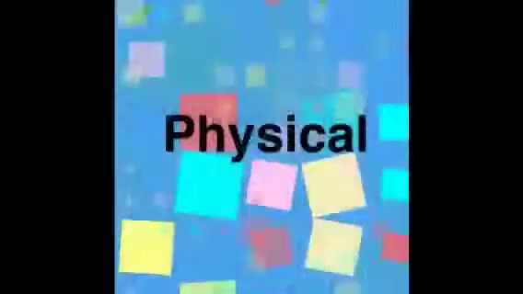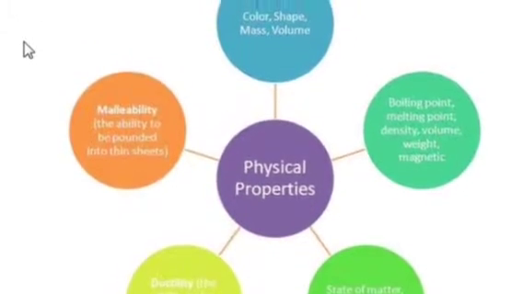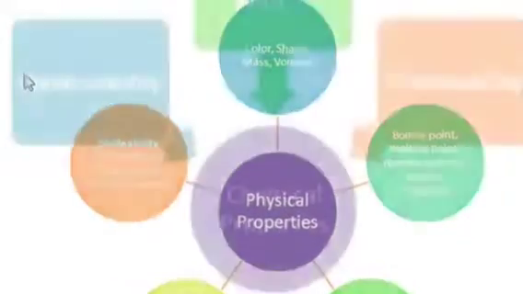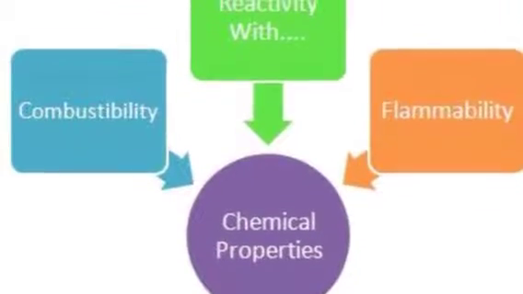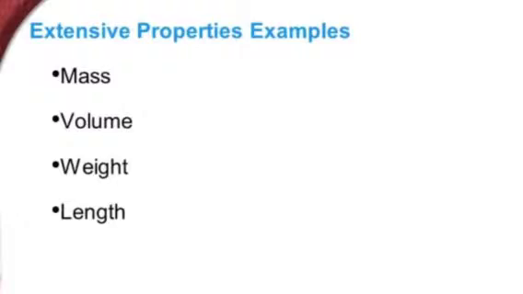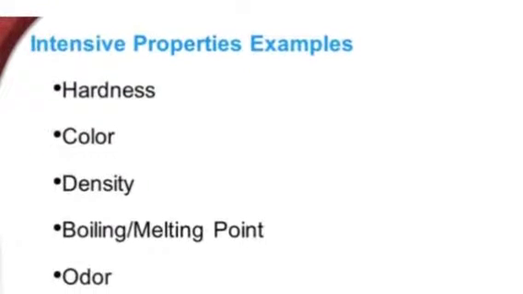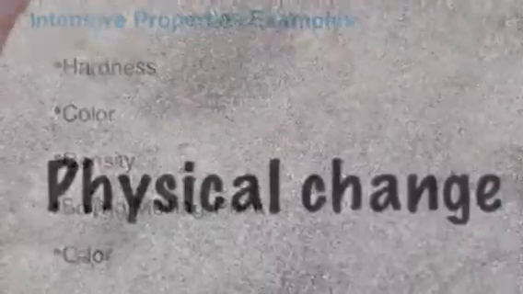States of matter have physical, chemical, extensive, and intensive properties. Physical properties are the things that can be observed or measured without changing its composition. Chemical properties are the ability to change into one or more different substances. Extensive properties are dependent on the amount of substance present. Intensive properties are independent of the amount of substance present.